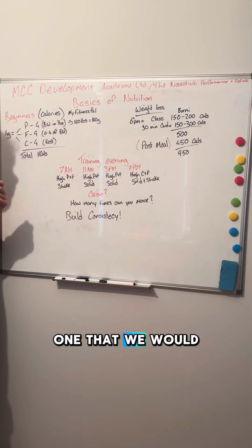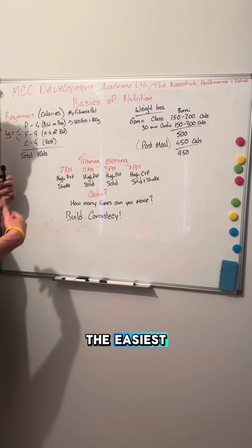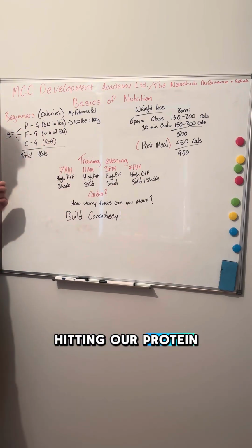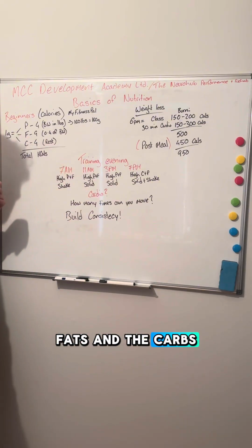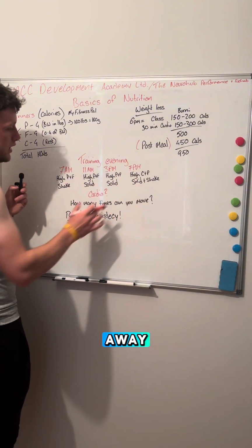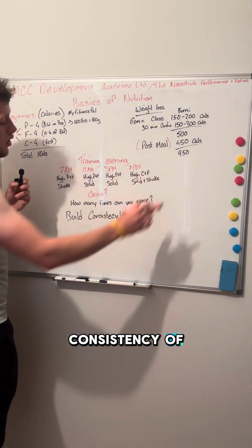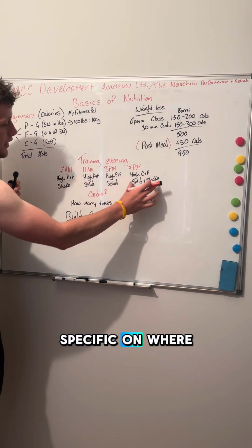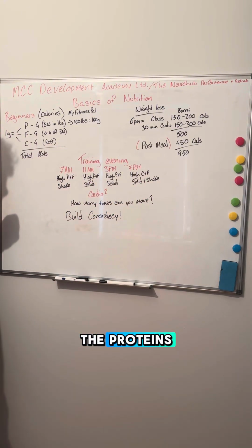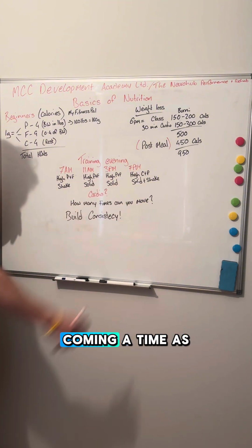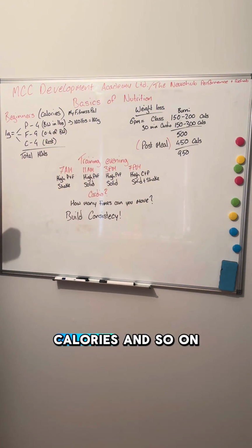The main one that we would aim to hit first, and the easiest one to learn to hit first, would be hitting our calories and hitting our protein, guys. And we build the fats and the carbs around that. Okay, so don't overthink it. If you can't get it straight away, it's just about building the consistency of trying to eat each meal, and then we would go more specific on where we would have the proteins and the high protein meals and the high carb meals and more. Okay, there will be coming a time as well where we'll change the calories and so on.